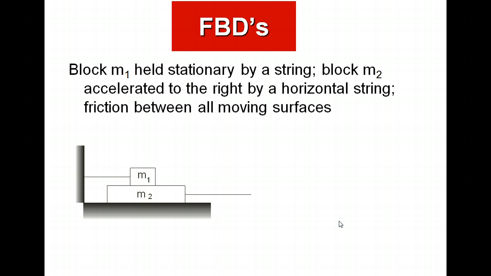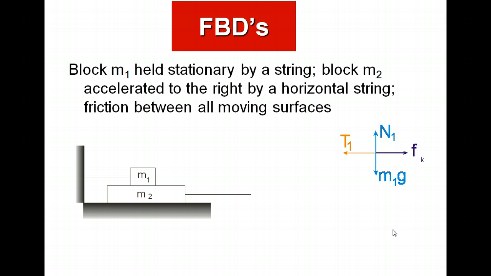Block M1 is held stationary by a string. Block M2 is accelerated to the right by a horizontal string. There is friction between all moving surfaces, that is between M1 and M2, as well as M2 and the table. Draw the free body diagram of M1. Draw the free body diagram of M2.